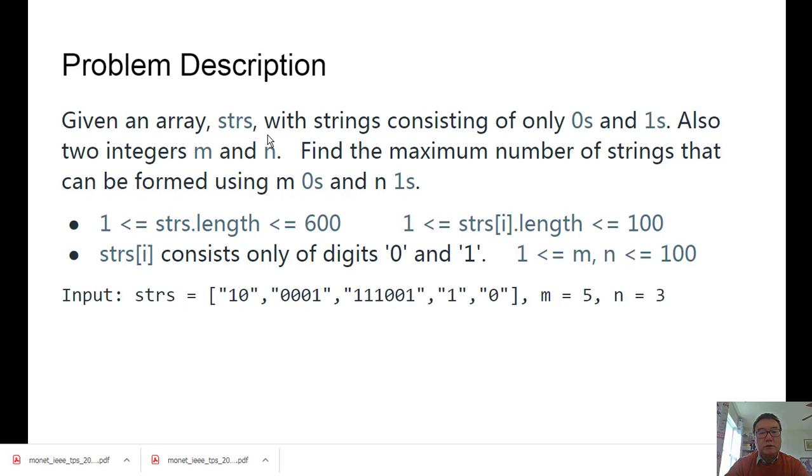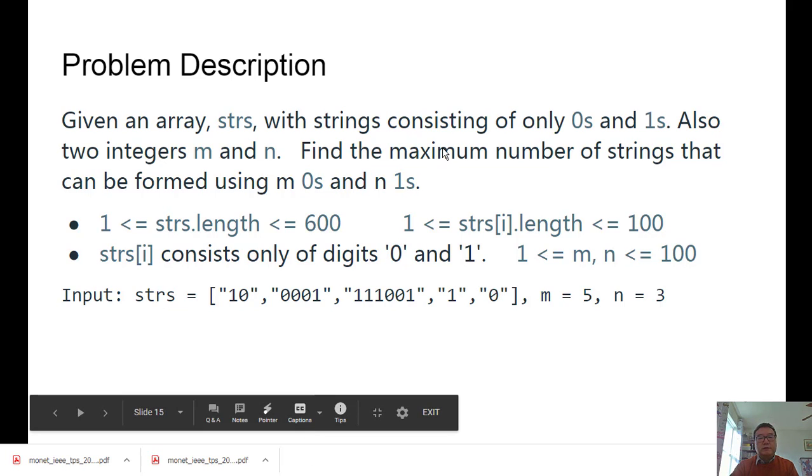So we are given an array of strings where the strings contain only ones and zeros, and we are also given two integers m and n. We need to find the maximum number of strings that can be formed using these m zeros and n ones. So you can think of it as you have m blocks of zeros and n blocks of ones, and then you can put them together to form each of the strings. And the goal is to find the maximum number of those that can be formed.